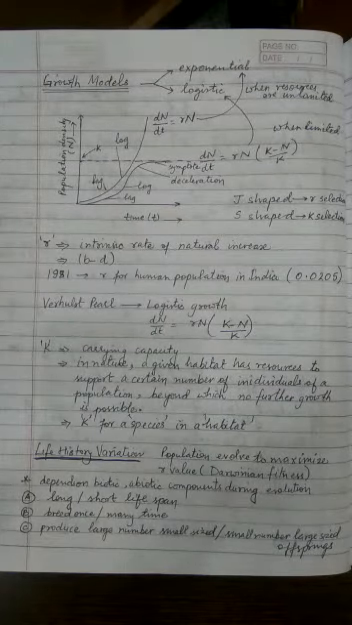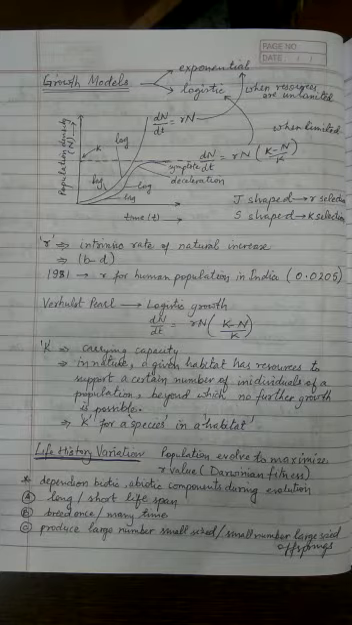So in the last class we continued the 13th chapter, Organisms and Populations, and we discussed the topic of population growth models. We discussed in the last class that there are two types of models proposed. One is called the exponential growth, the other is called the logistic growth.